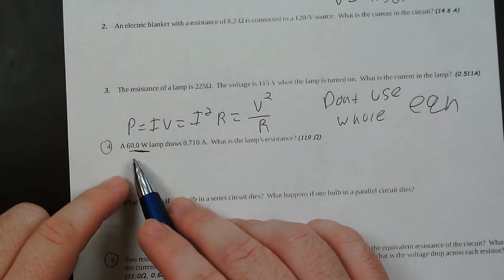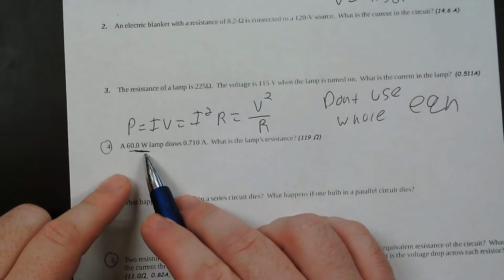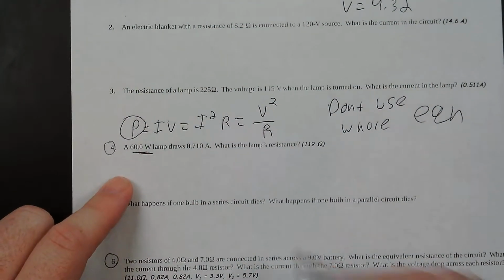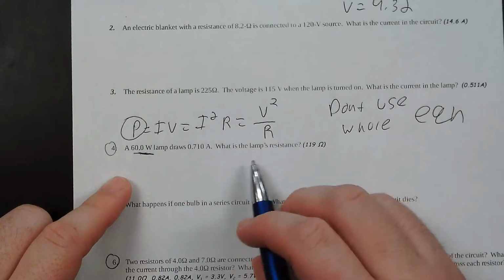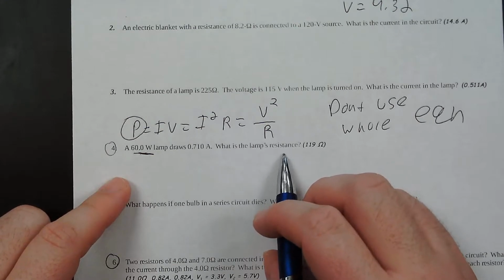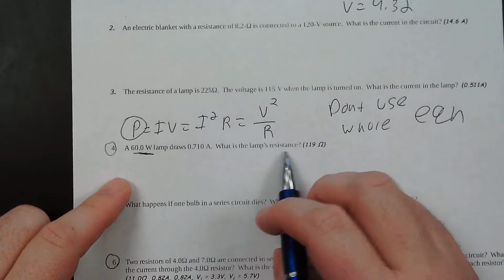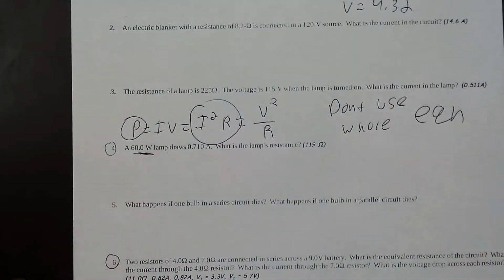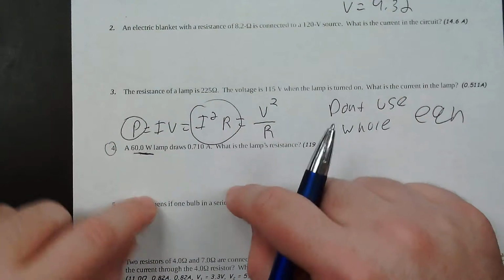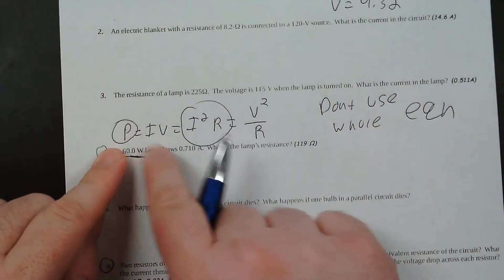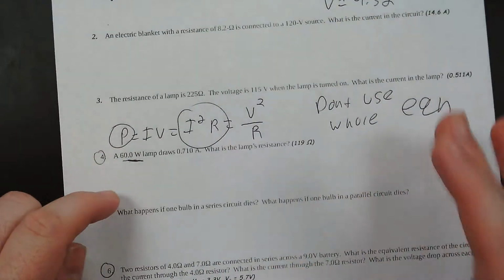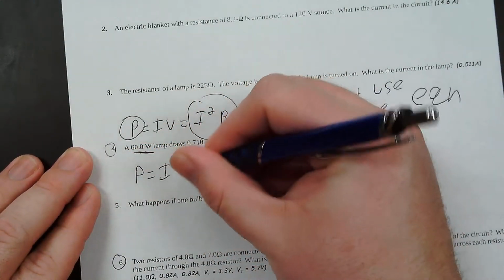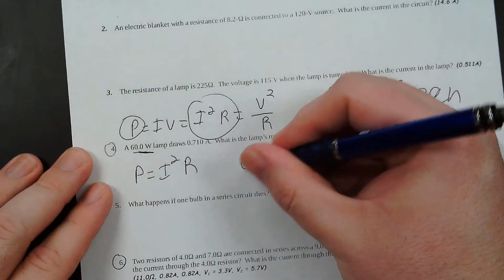So, I am given 60 watts. That's power. That means I'm going to need this part, okay? I'm also given current, and I'm looking for resistance, so I'm going to have to pick something with current and resistance in it. That's this one. I'm going to pick these 2 parts and make them be equal, because if everything is equivalent, I can just pick the 2 parts I need and set them to be equal. So P equals I squared times resistance, and then I can plug everything in.